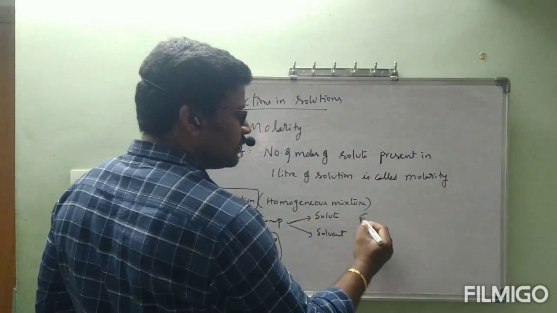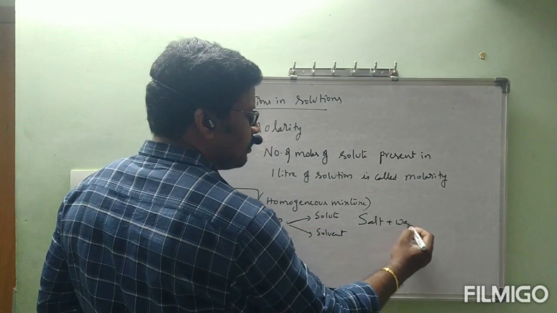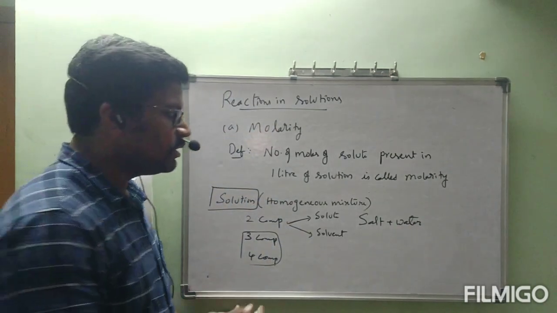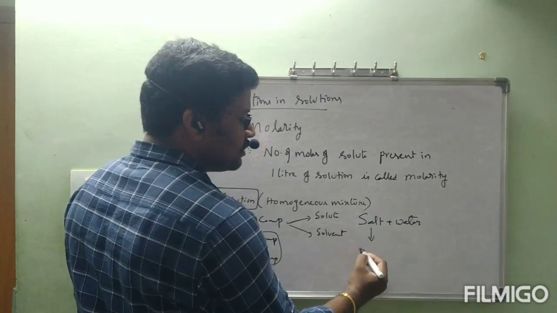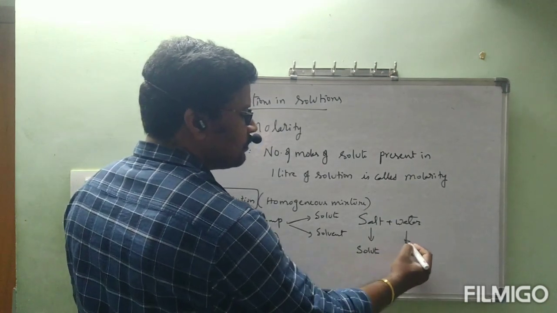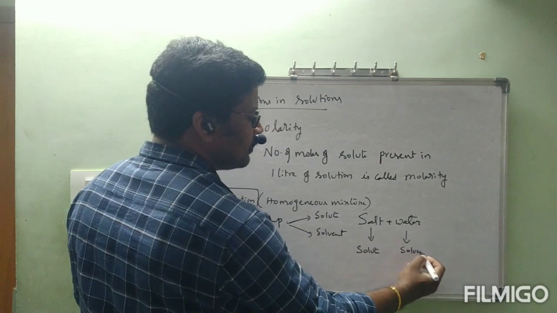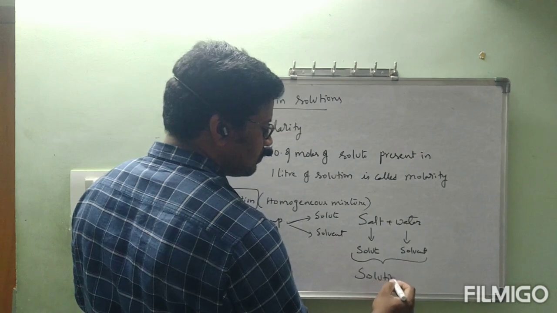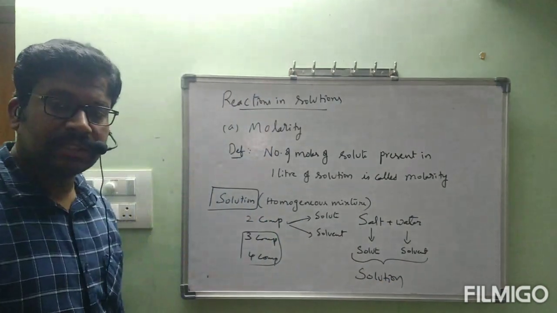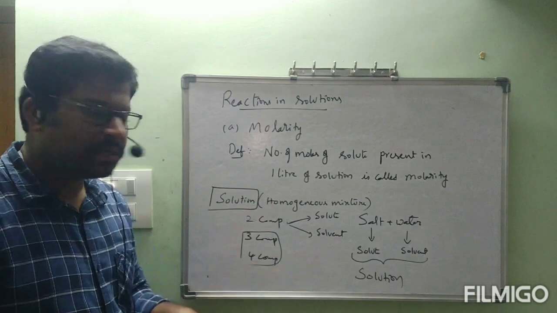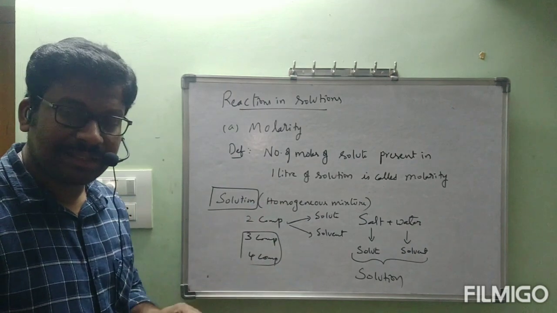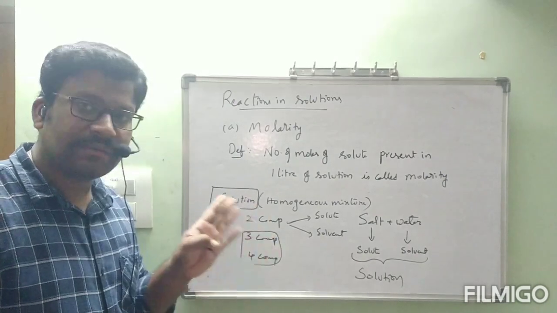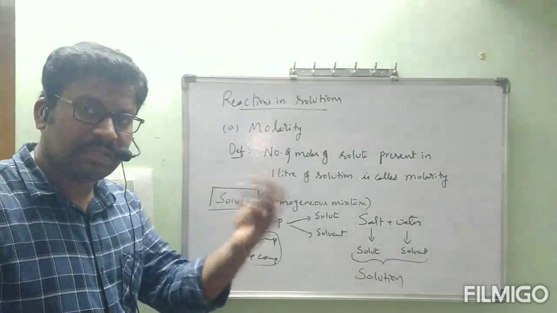If you take salt plus water, salt solution. Salt plus water is called salt solution, where salt is called solute and water is called solvent. Combinedly, this is called solution. That is the thing. Salt plus water is called solution. Okay. In that, how many components we have? 2 components. What are the 2 components? Salt is one individual compound and water is another individual compound.